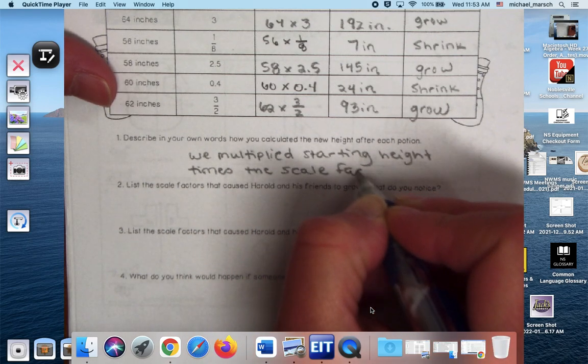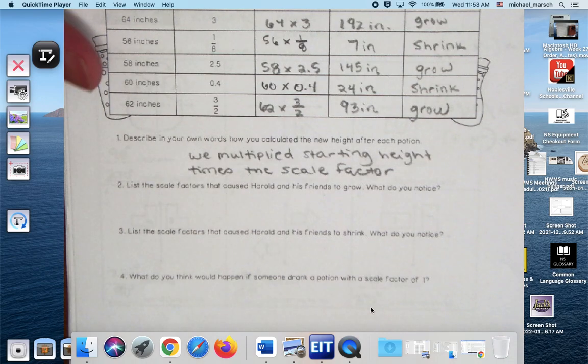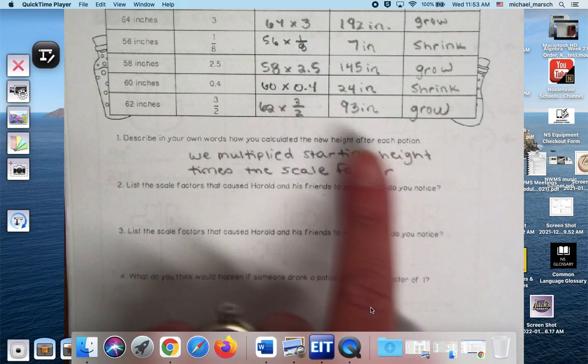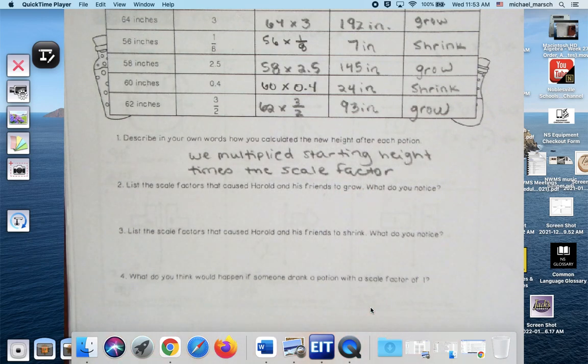And that's how you use a scale factor. You multiply it times your original value. So if you want to increase the size of something, you multiply times that number. If you want to decrease the size, you also multiply times that number. So which scale factors caused them to grow? What are the values of the scale factors that cause them to grow?